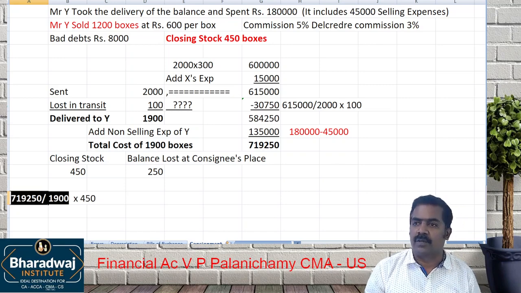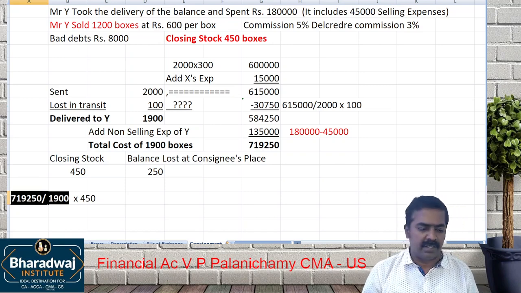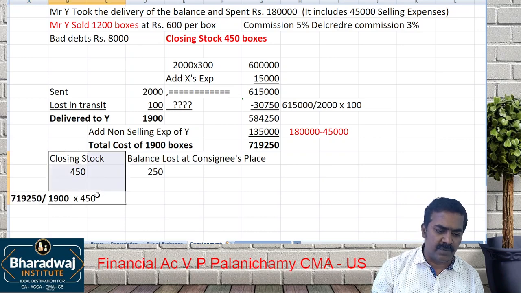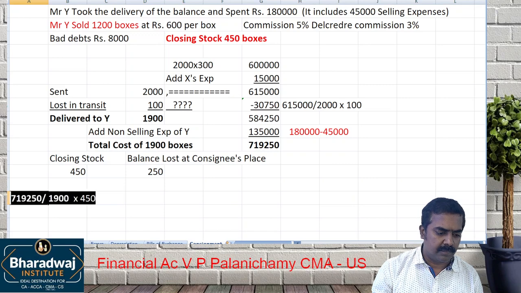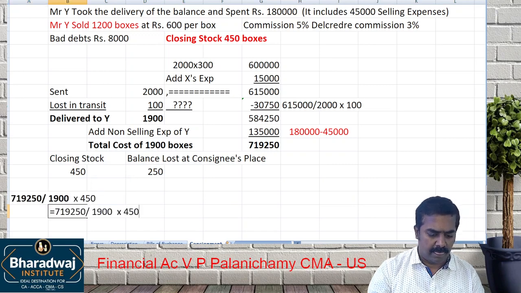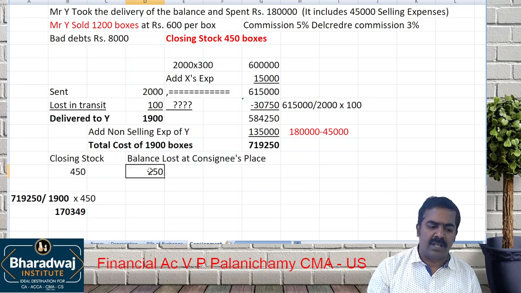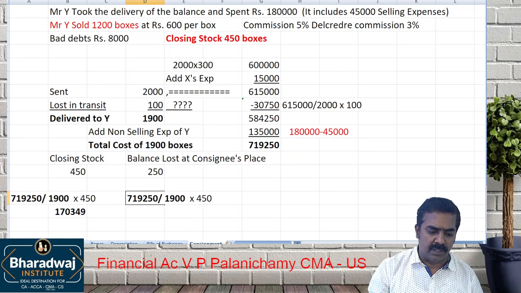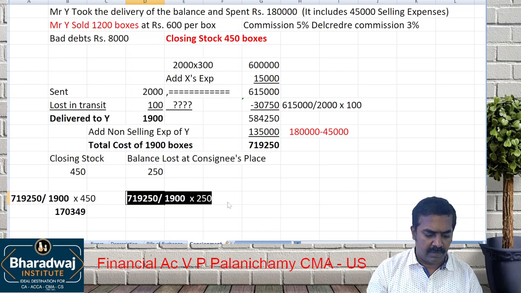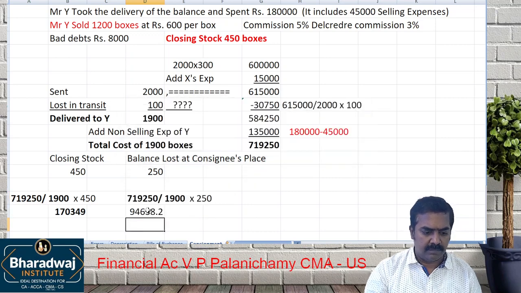7,19,250 is the value for how many boxes? 1,900 boxes. Now what is for 450? This will give us which value? The closing stock value. Tell me. Now the closing stock value. How many are lost at the consignee's place? 250 lost at the consignee's place. How do we value that? Same principle. 7,19,250 is for 1,900. Now what is for 250? What is the value?